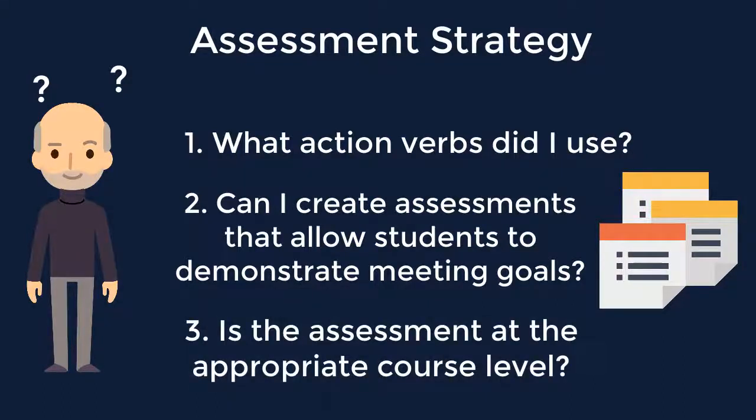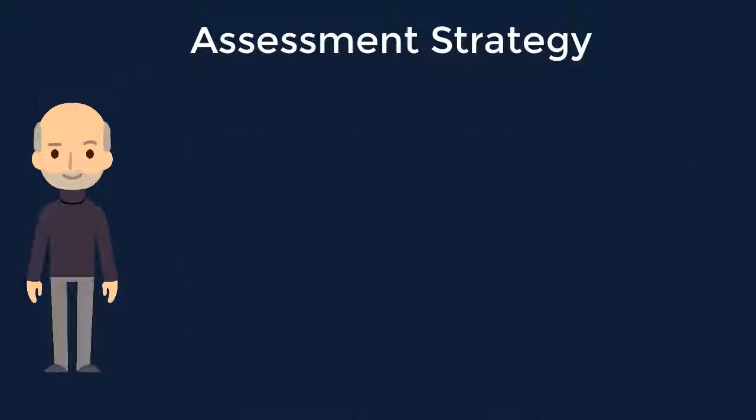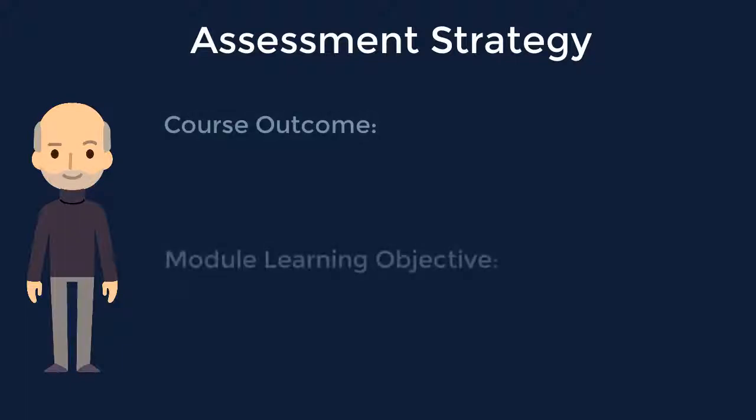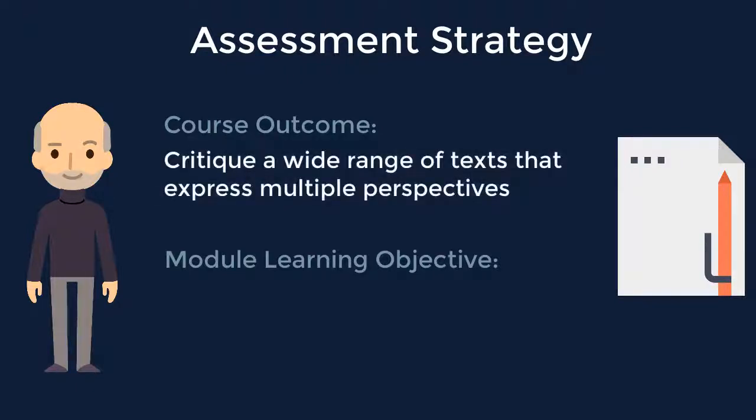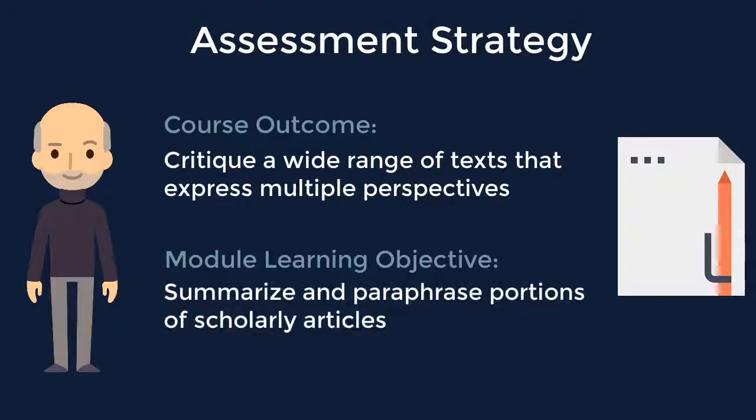Let's look at an example of how to answer these questions. Say you have the following course outcome and associated module learning objective in an introductory writing course. Critique a wide range of texts that express multiple perspectives, and summarize and paraphrase portions of scholarly articles.